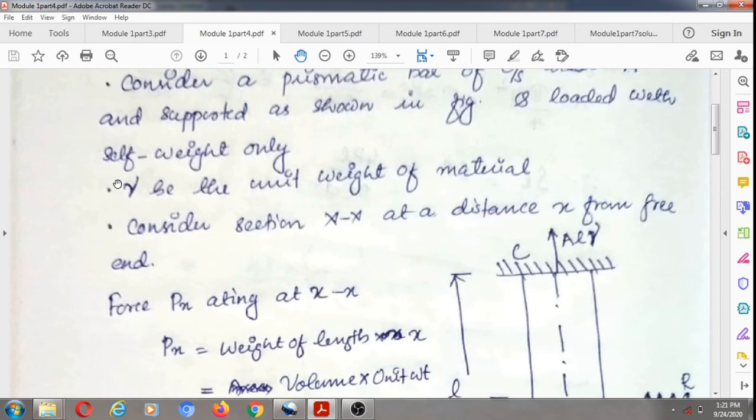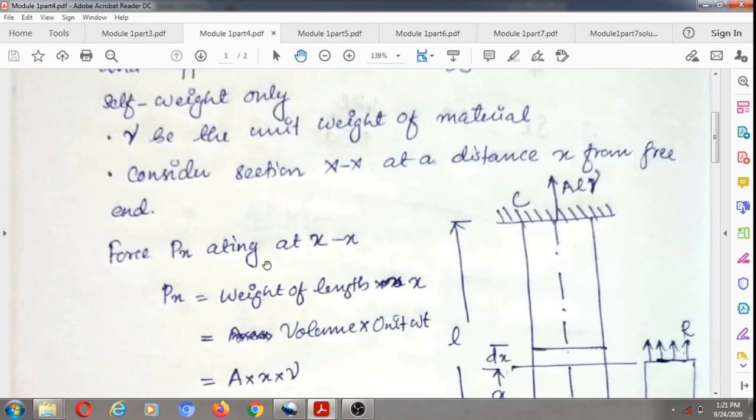Already we know that gamma is the unit weight of the material. What do you mean by unit weight? Unit weight is nothing but weight per volume. It is similar to density. Density is mass by volume, but unit weight is weight by volume. Every material has its own unit weight or density. Then from this value, you can find the weight of this segment.